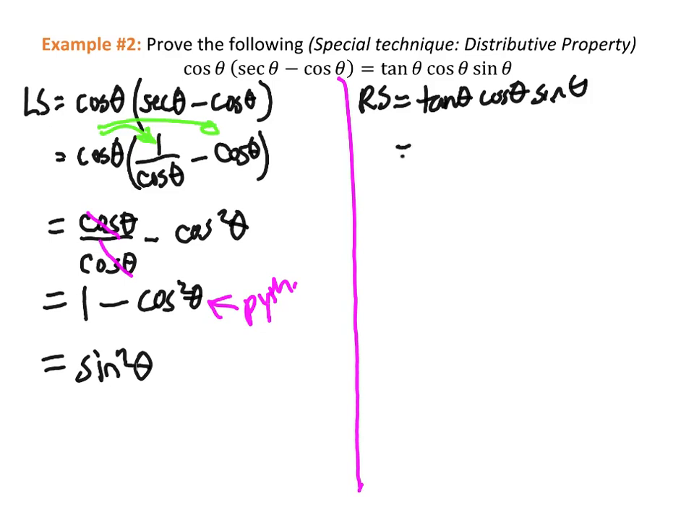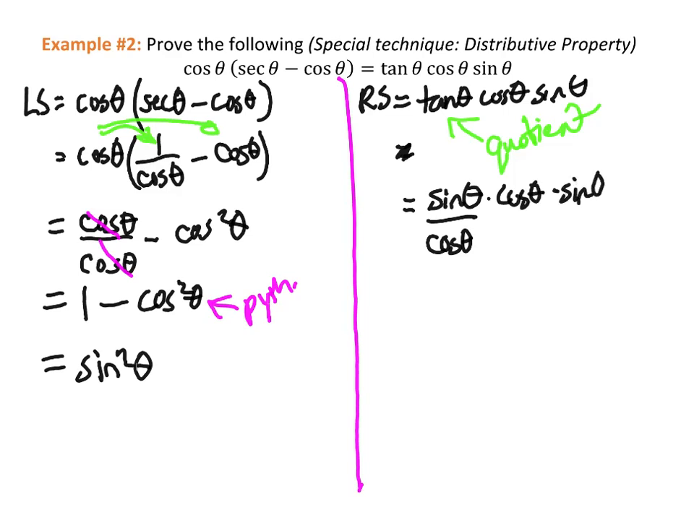Go over to our right side. On our right side, if we see a tan theta hanging out, it's almost always a good idea to replace it with the quotient identity. So if you see a tan theta, use your quotient identity, which is tan theta is sine theta divided by cos theta. And then you have a cos theta here on top and a sine theta on top as well. Notice that you've got a cos theta on top and a cos theta on the bottom, so those guys are going to cancel out. And then you have a sine theta times another sine theta. Well, that makes sine squared theta.